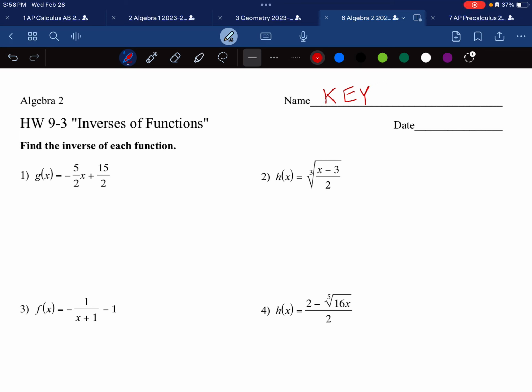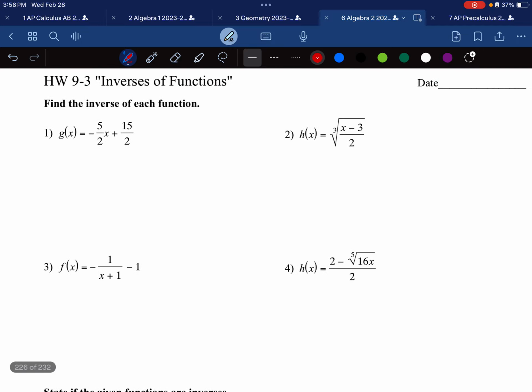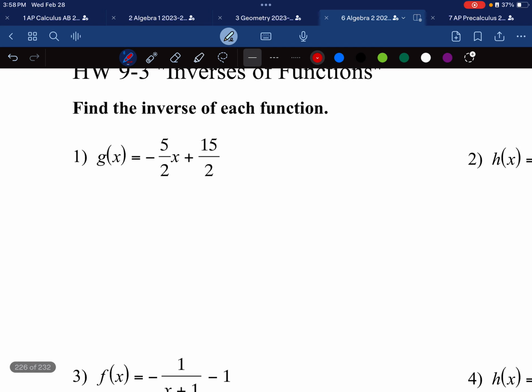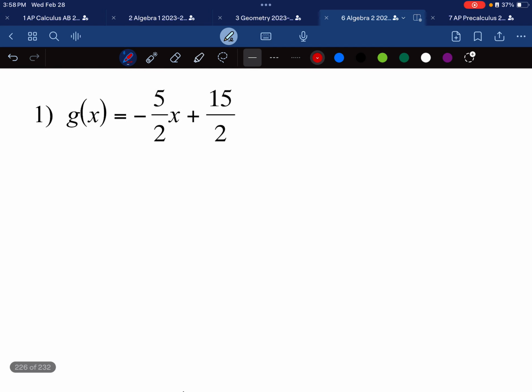This is Algebra 2 Homework 9-3, Inverses of Functions. All right, so we're trying to find the inverse of each of the functions for numbers 1 through 4. The general idea here is we're going to switch our y-coordinate and our x-coordinate. The y-coordinate is really g of x.